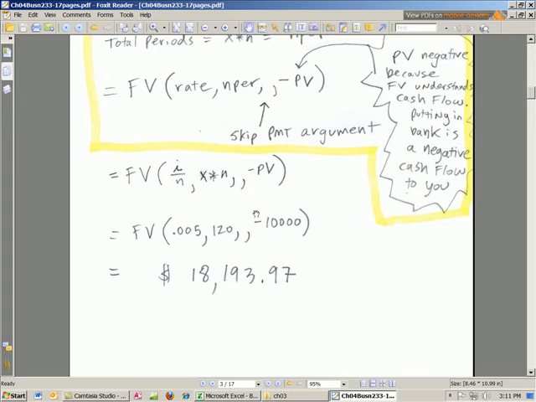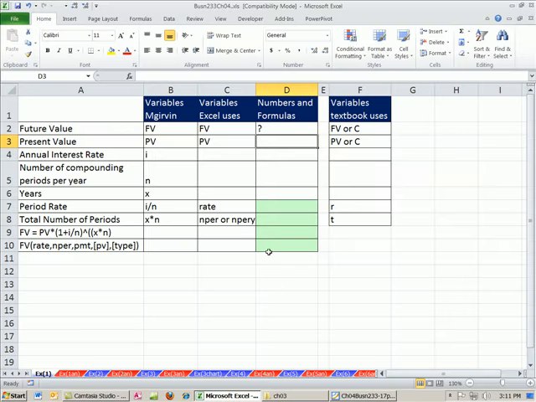All right. Let's go over to Excel and do our calculation here. Little table here. Here are all of our labels. Here are the variables we're using. Here are the variables that Excel will use. So you can see when we do period rate, it's called rate.